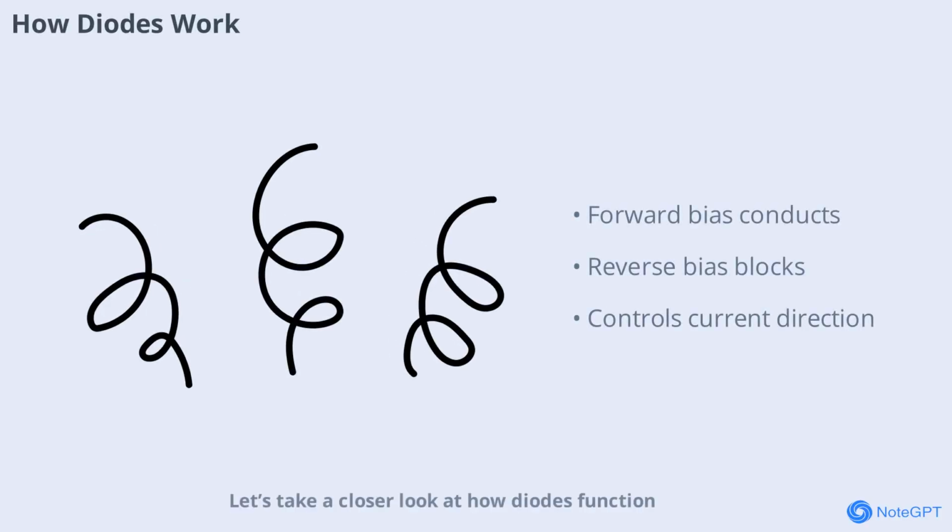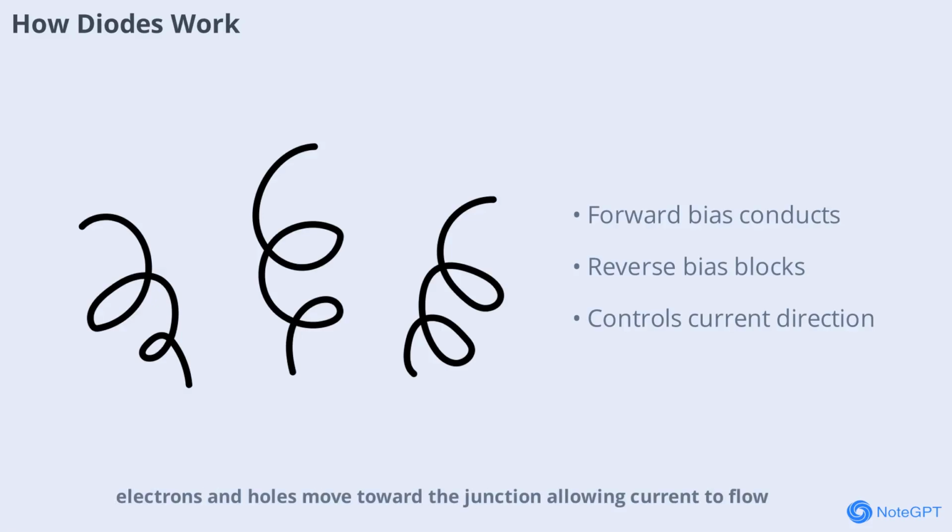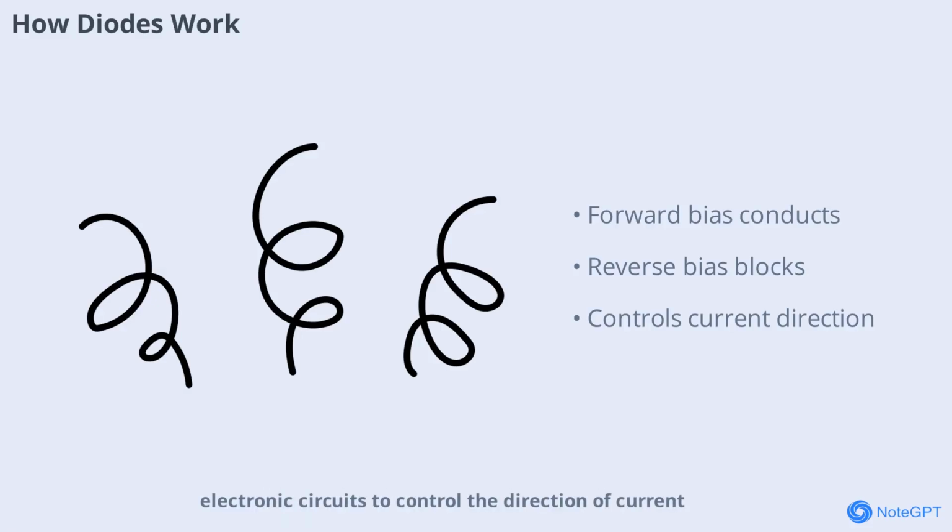Let's take a closer look at how diodes function. When a positive voltage is applied to the p-type side, electrons and holes move toward the junction, allowing current to flow. This is called forward bias. If the voltage is reversed, the electrons and holes are pulled away from the junction and the diode blocks the current. This is reverse bias. This simple principle is used in countless electronic circuits to control the direction of current.